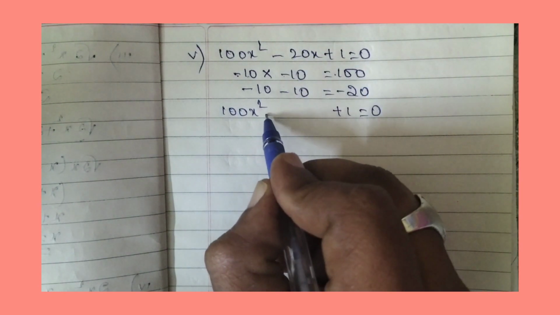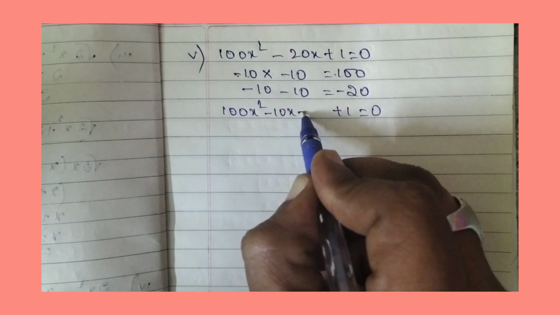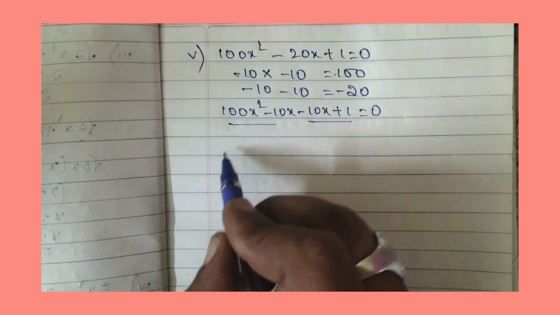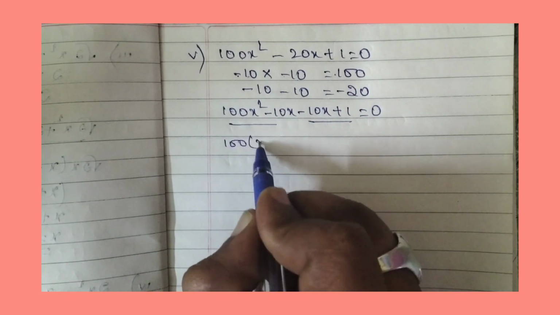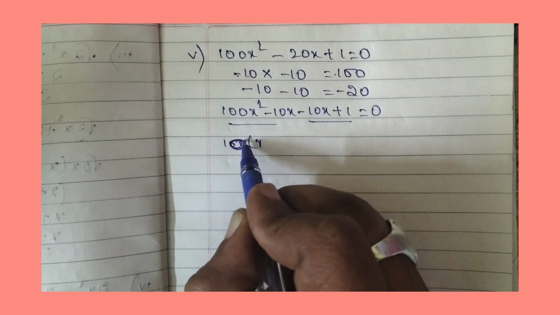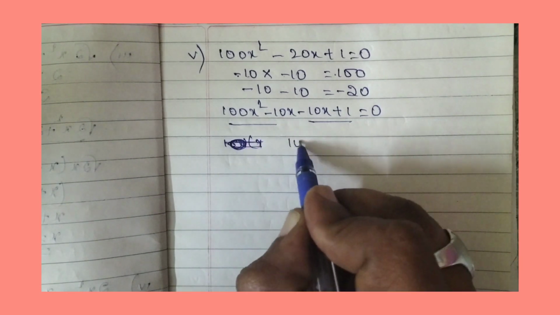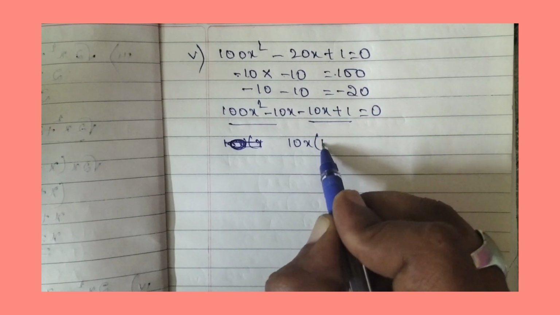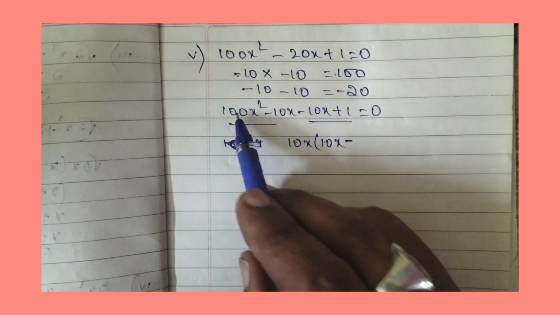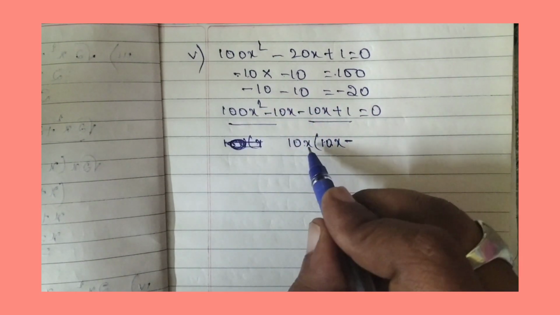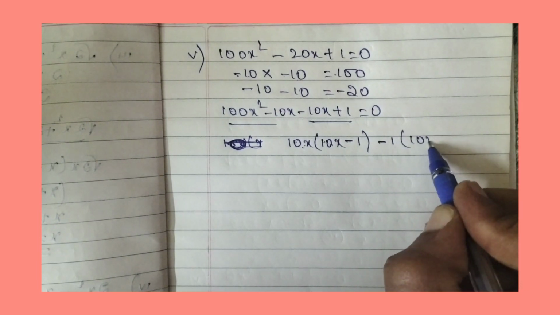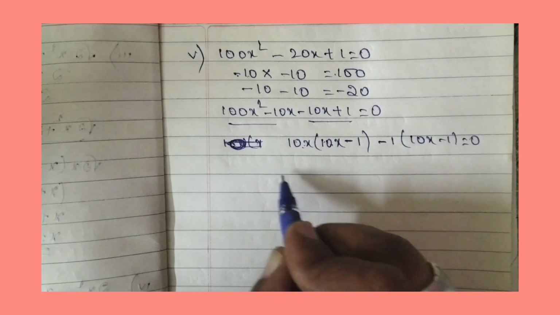−20x can be written as −10x − 10x. These two are one group and these two are another group. Take 10x as common. Remaining is 10x, and 10 tens are 100, so 100x². Then 10x × 1 gives −1 common. Remaining is 10x − 1 = 0.